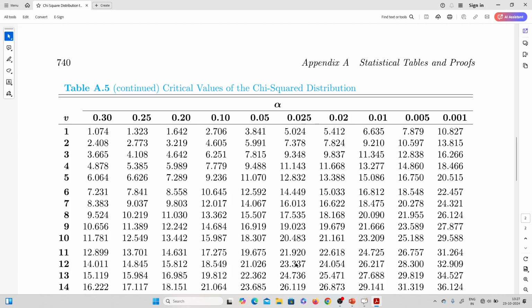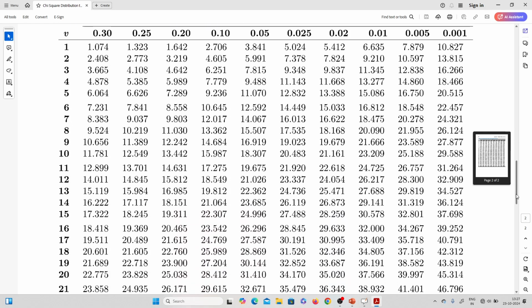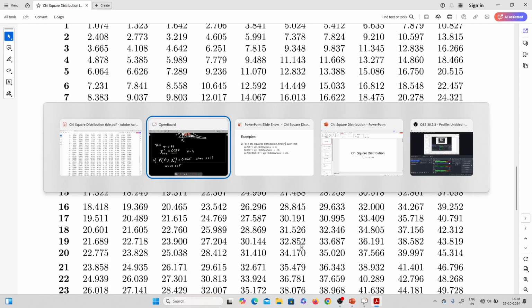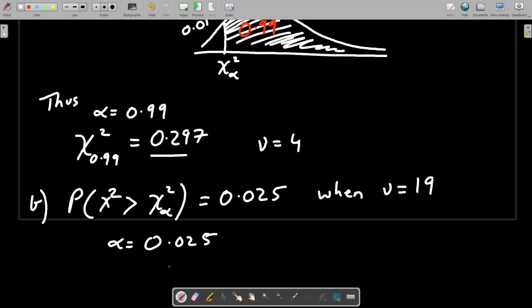So this particular column I have to see. Yes, 32.825. So chi-square over here for 0.025 will become 32.825.